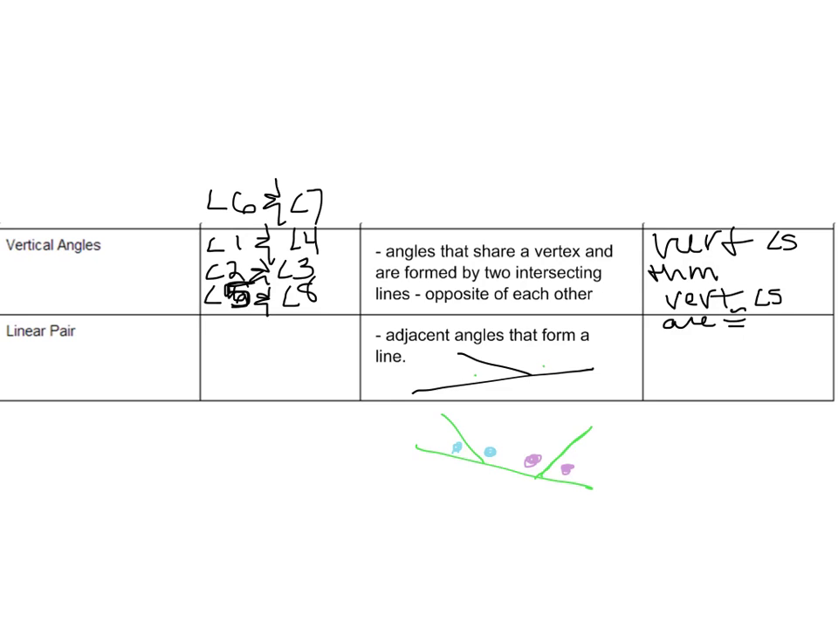We've got tons of examples here, so I'm just going to go through a few of them. Angle 1 and angle 3 are a linear pair. Angles 6 and 8. Angles 7 and 8. Notice I need to list two of them because it is a pair, after all. So those are some of my linear pairs. And linear pairs are supplementary.